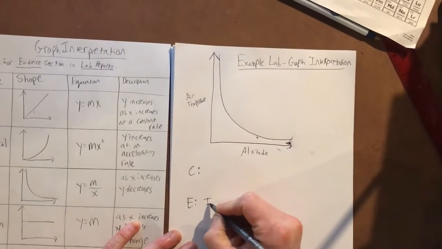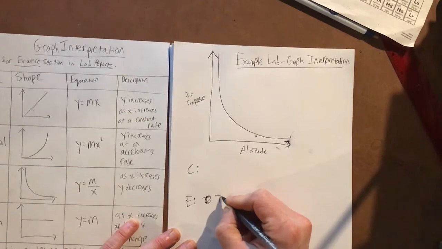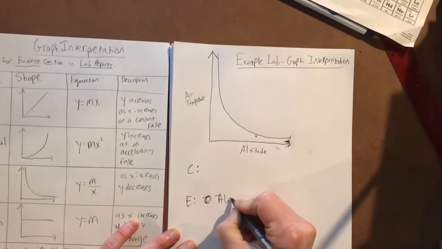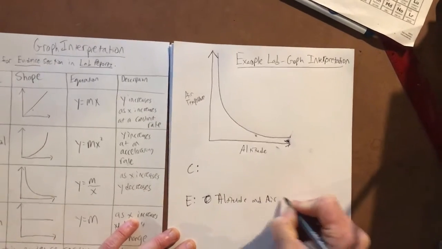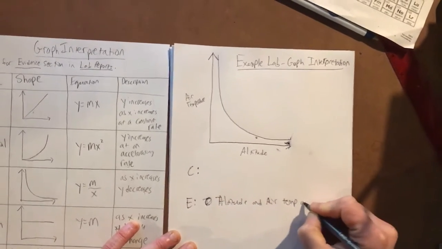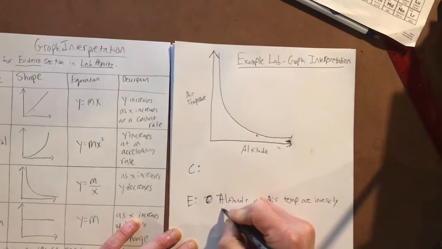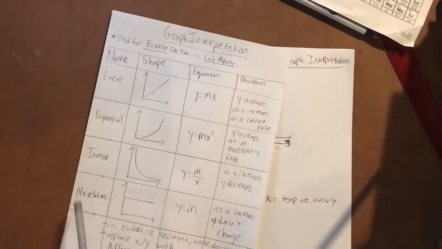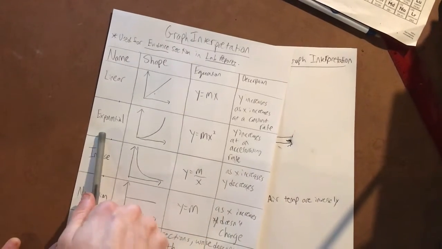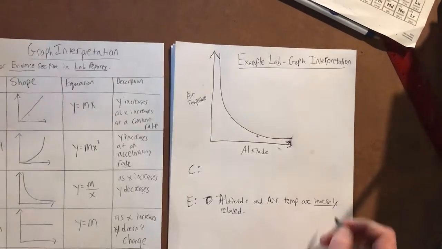So my evidence section is going to say altitude and air temp are inversely related. We could either say they're inversely related, or they are not related, or they're exponentially related or linearly related. Based on the shape, I'm going to say they're inversely related, okay?